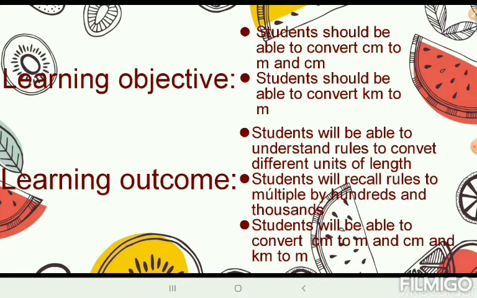Today's class learning objectives are: students should be able to convert centimeter to meter and centimeter, and convert kilometer to meter. At the end of the class, the learning outcome is that students will be able to understand rules to convert different units of length. Students will recall rules to multiply by hundreds and thousands. Students will be able to convert centimeter to meter and kilometer to meter.